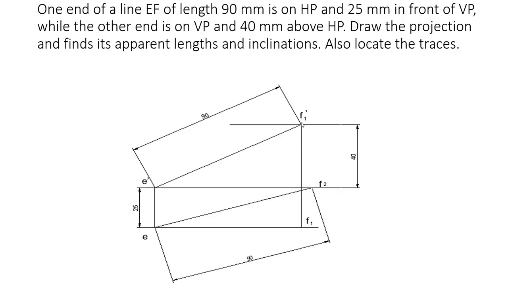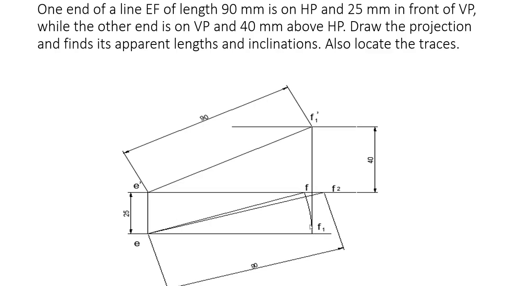Now from F1 dash, draw a vertical line like this to the locus of E and name that point as F1. Now with E as center and EF1 as radius, draw an arc like this to meet the locus of F2. Name that point as F. Connect E and F.